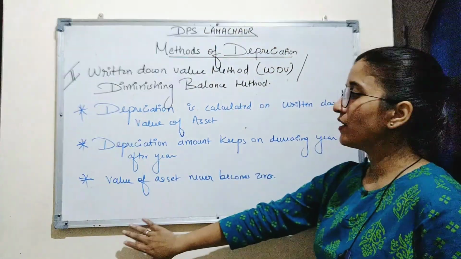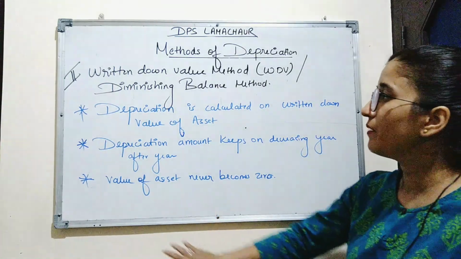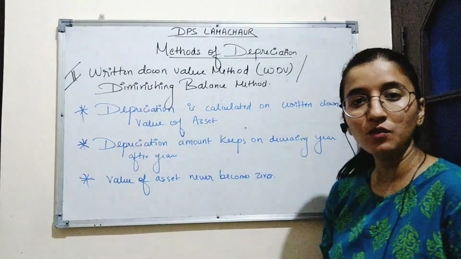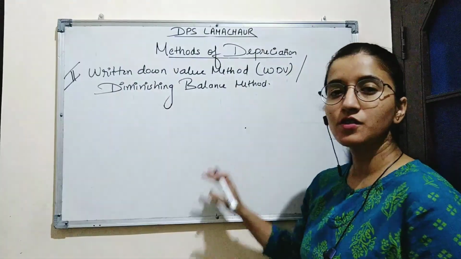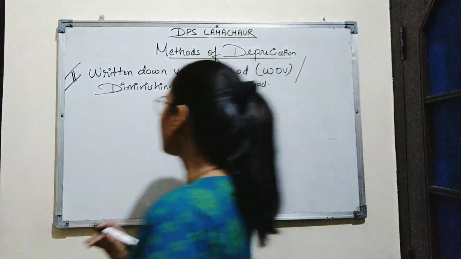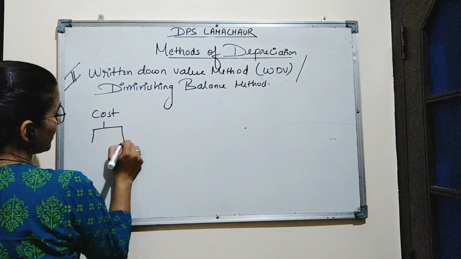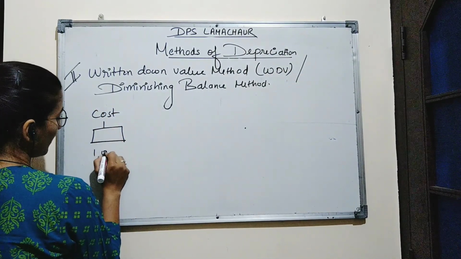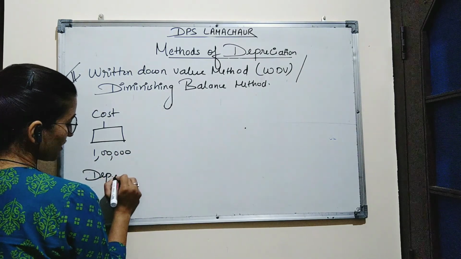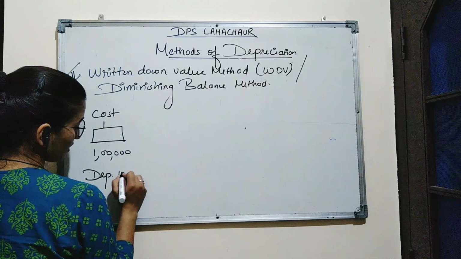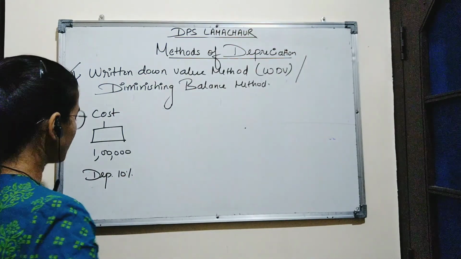So these 3 points are applicable while calculating the depreciation by written down value method. We will understand these points with an example. So here, let's suppose cost of machinery is rupees 1 lakh and depreciation is 10%. Rate of depreciation is 10%.